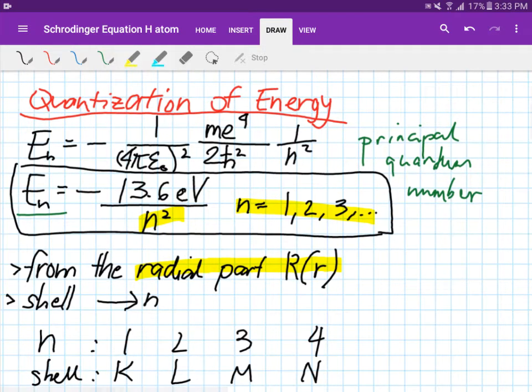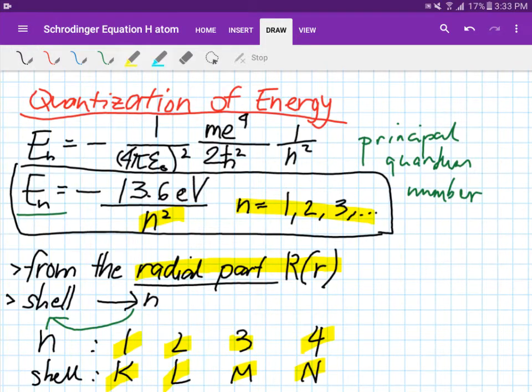As such, a value for n corresponds to a sort of shell. For example, n equals 1 corresponds to shell K, n equals 2 corresponds to shell L, n equals 3 to M, 4 to N. So you can think of it as a shell defined by a radius.